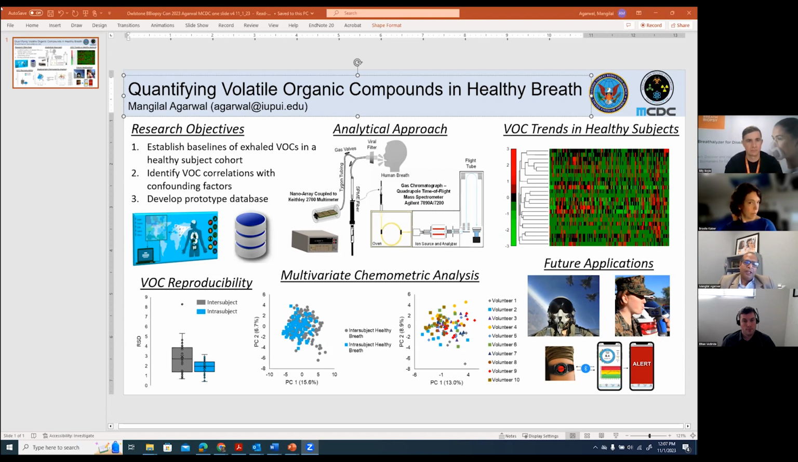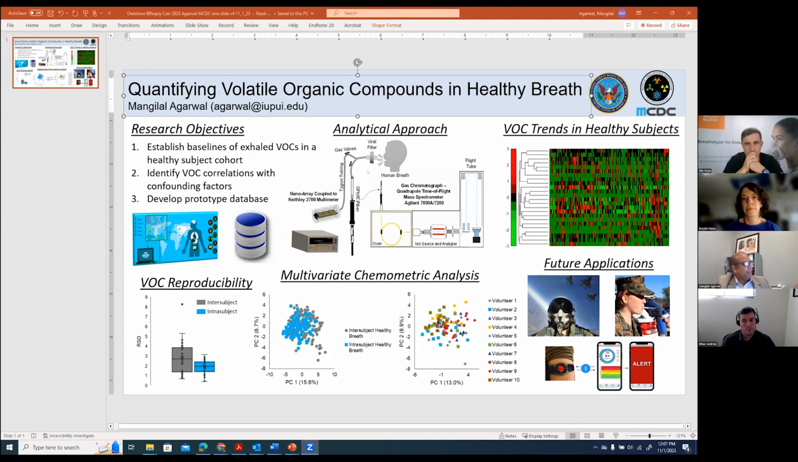Now we have other studies on prostate cancer. We have studies in cystic fibrosis. We ran some COVID studies. So having this database will also help to correlate how a disease profile will look and how we can distinguish the VOCs that we found in healthy breath compared to other diseases.